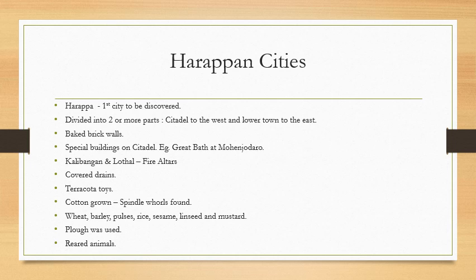Cotton was probably grown. Spindle whorls made of terracotta and faience were found, which were used to spin thread. They also grew wheat, barley, pulses, peas, rice, sesame, linseed, and mustard. Also, the plow was used to dig the earth for turning the soil and planting seeds.